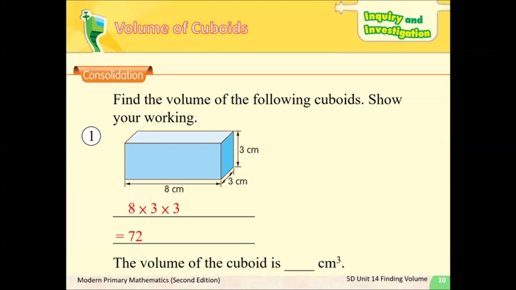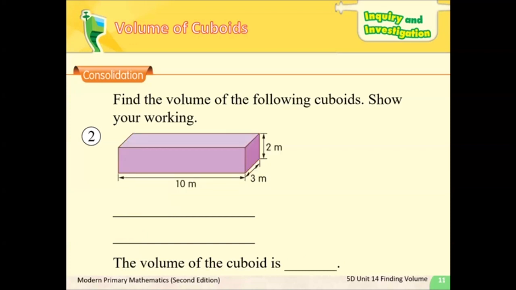But be very careful here. Remember, we need a sentence when we're doing long questions, and we need a unit as well. Since the length, width, and height are all measured in cm, we can say that the volume of the cuboid is 72 cubic centimeters.